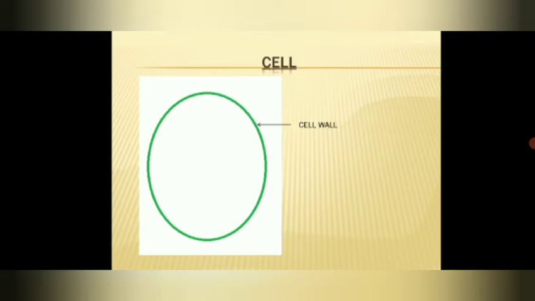Here you can see a cell wall. This cell wall gives protection and shape to the plant cell. It is not there in the animal cell, right? So it is present only in plant cell.